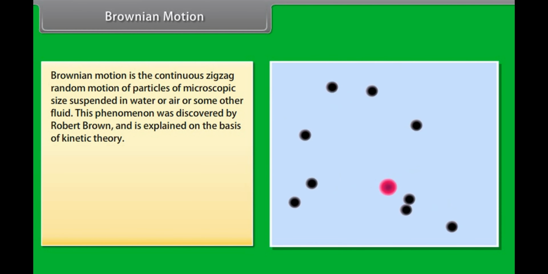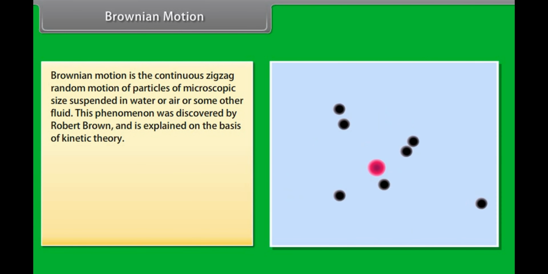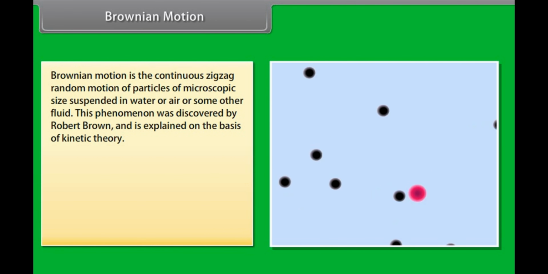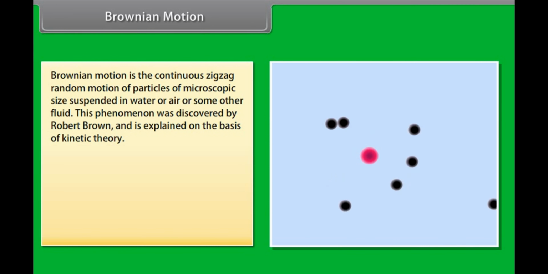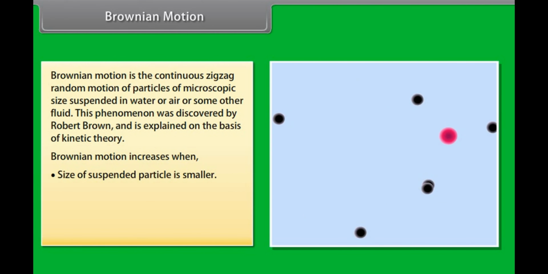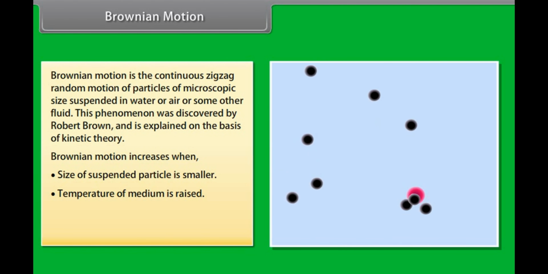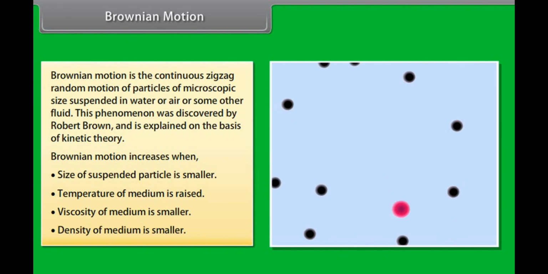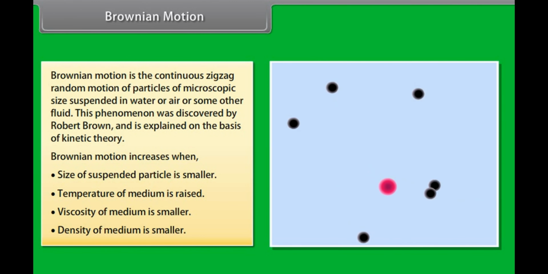Brownian motion. Brownian motion is the continuous zigzag random motion of particles of microscopic size suspended in water or air or some other fluid. This phenomenon was discovered by Robert Brown and is explained on the basis of kinetic theory. Brownian motion increases when the size of the suspended particle is smaller, the temperature of the medium is raised, the viscosity of the medium is smaller, and the density of the medium is smaller.